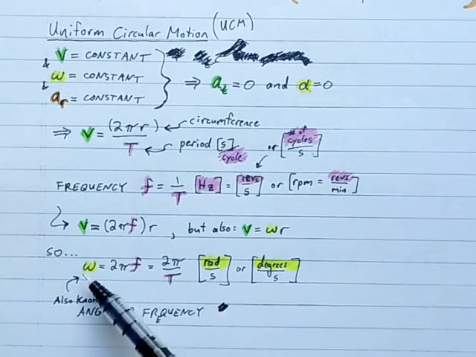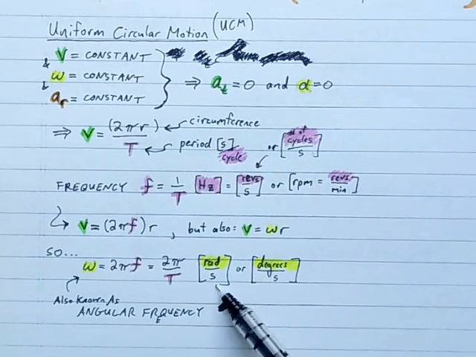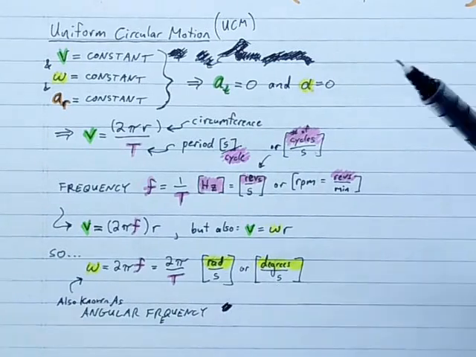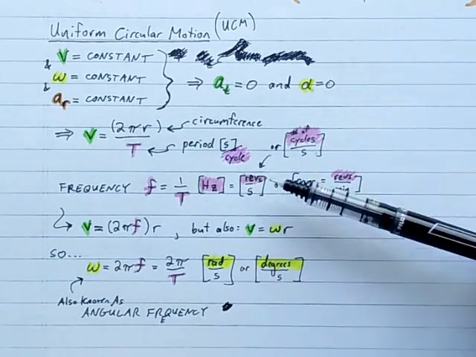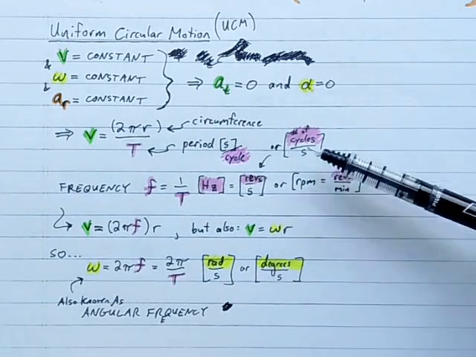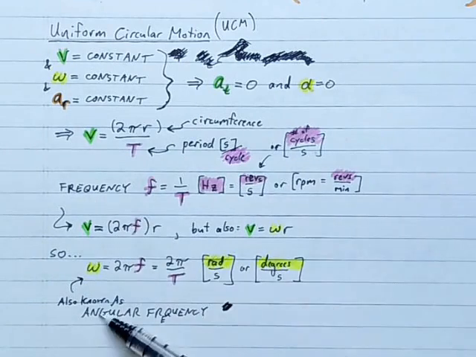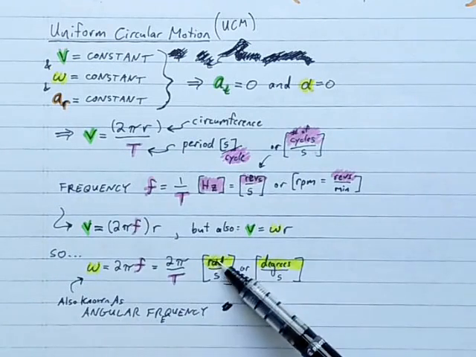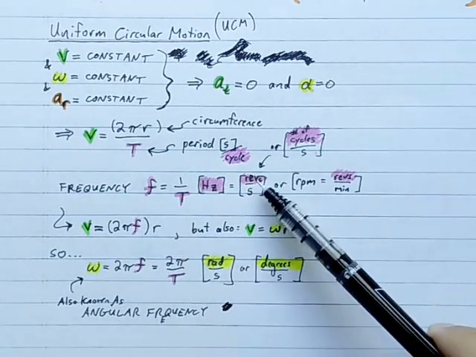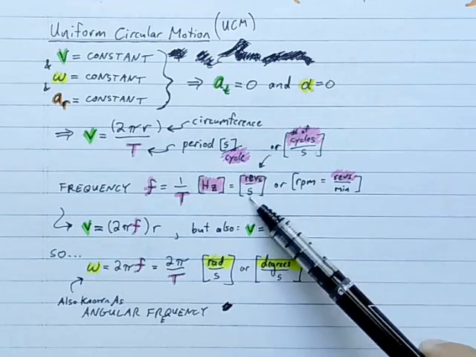And omega, we recall, is measured in radians per second, or degrees per second, to distinguish that from frequency, which is revolutions per second, or the number of cycles per second. So frequency versus angular frequency. Angular frequency is angle over time. Frequency is number of revolutions, or cycles, over time.